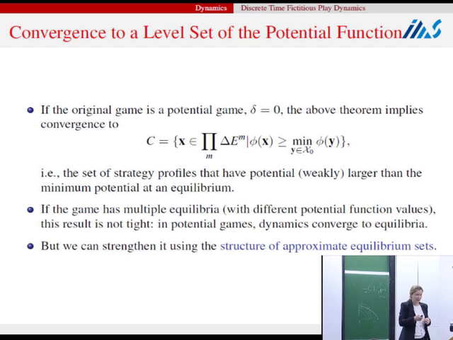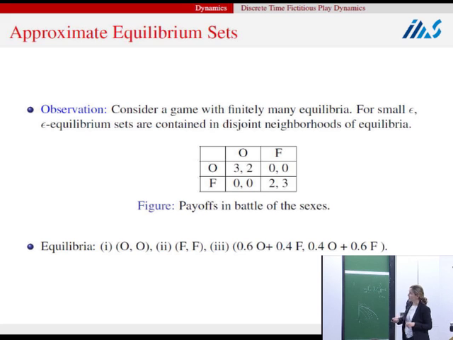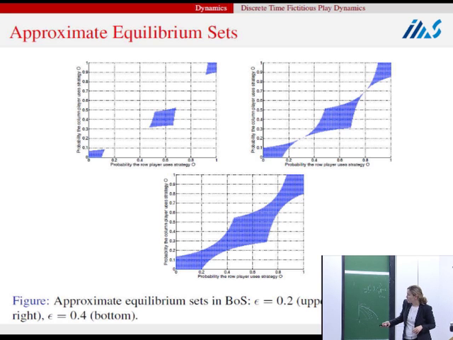So we try to resolve that by trying to understand the structure of the epsilon equilibria set a little better. And here is the observation. If you have a game with finitely many equilibria, for small epsilon, epsilon equilibrium sets are contained in disjoint neighborhoods of equilibria. Okay? So the example is the classical battle of the sexes, which has 3 equilibria, 2 pure, OO, FF, as well as 1 mixed 0.6, 0.4 symmetric equilibrium. And the picture is as follows. When you change epsilon from 0.2, 0.3 to 0.4, these are how the epsilon equilibrium sets look like. So for small epsilon, they are contained in these disjoint neighborhoods.